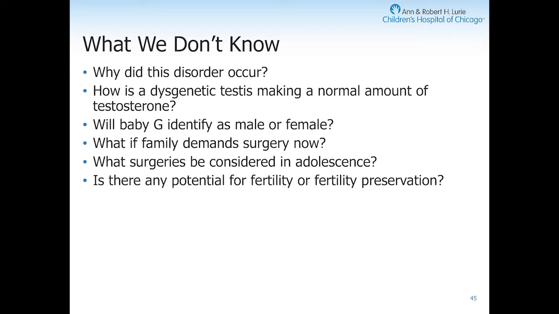I mean, there are 13-year-olds who come saying that they want some of these surgeries done. Do they really know? They might, but they might not. What about 16, 18? I mean, it's really hard to say, and it's probably very specific for the individual. Is there any potential for fertility or fertility preservation in these individuals? That's a big question mark in most of these conditions.